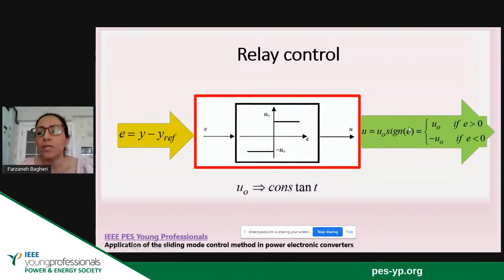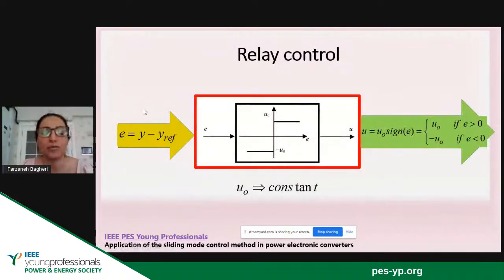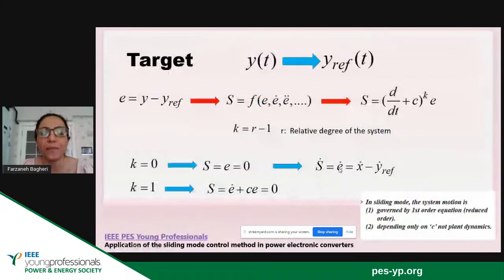The input of this sign function can be the error or it can be the sliding function. Both of them can be used. If the sliding function is equal to e, so our input is e. If the sliding function is equal to e dot plus ce, so the control input is s.